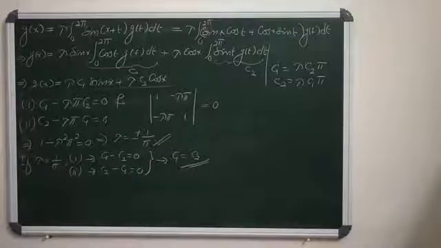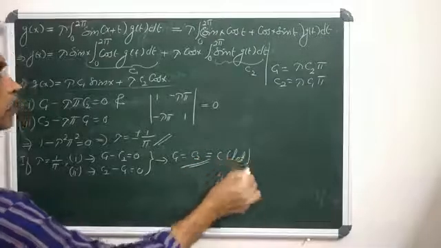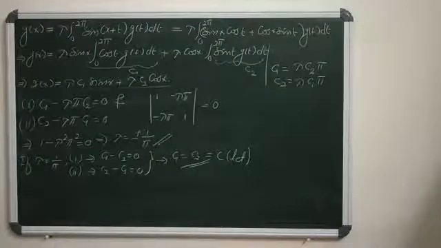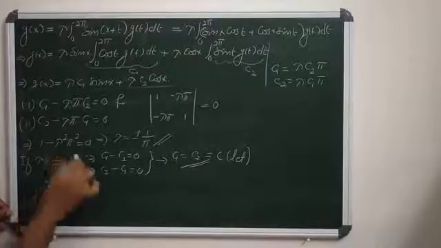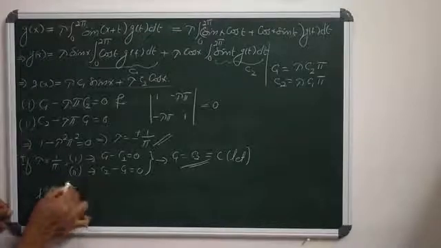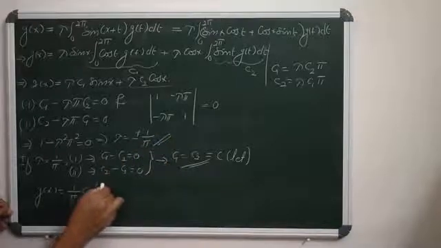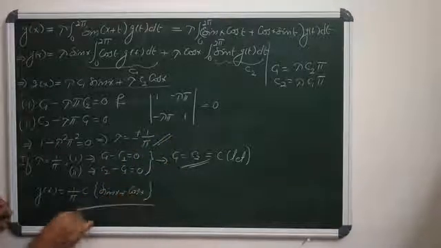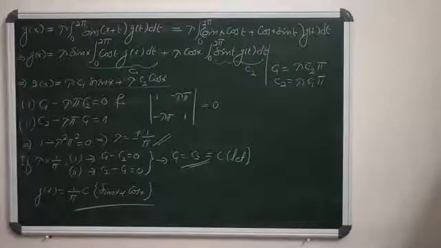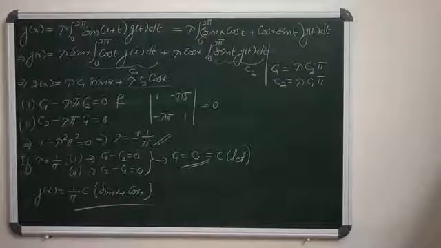Okay, C1 equals C2, suppose it is C, some letter. So what is g of x? Therefore, g of x equals lambda, that is 1 by pi, times C1 and C2 being C, into sin x plus cos x. So this is the first eigenfunction corresponding to lambda equals 1 by pi: C by pi into sin x plus cos x.